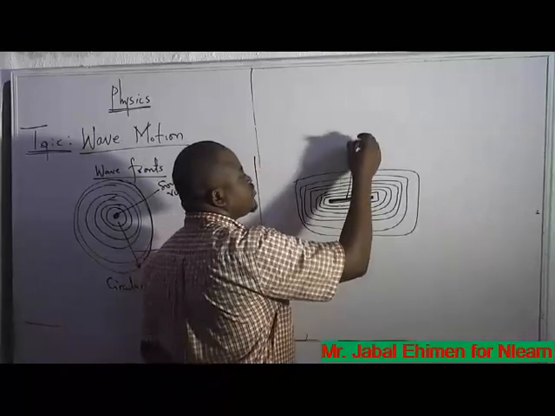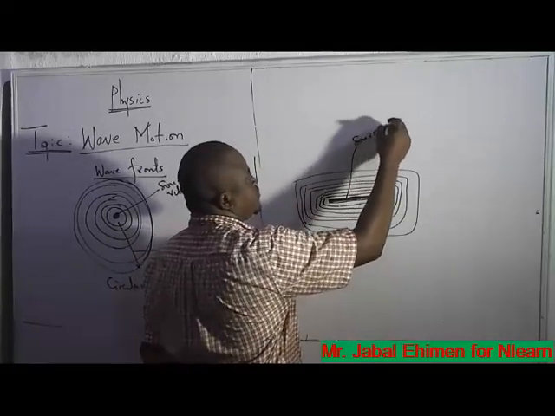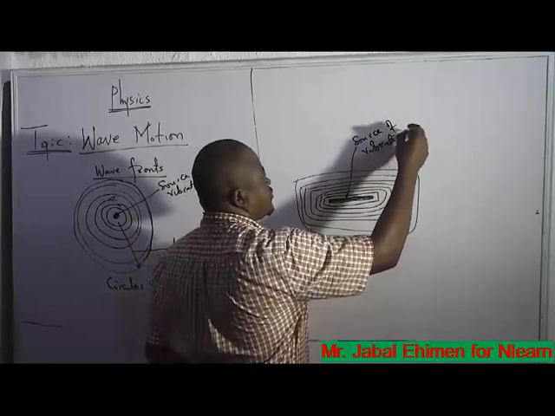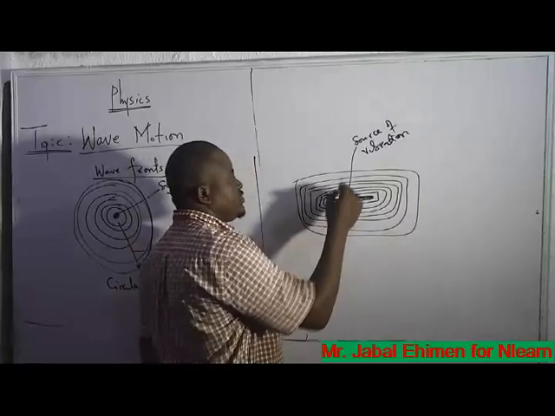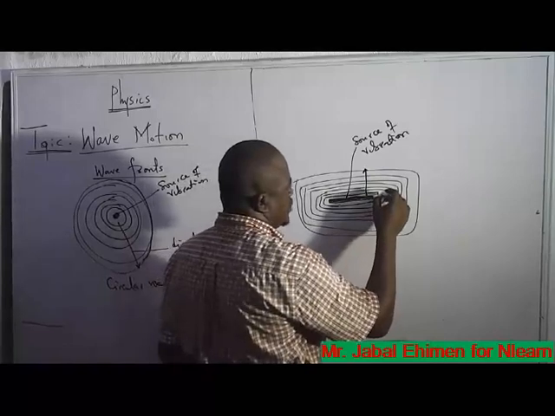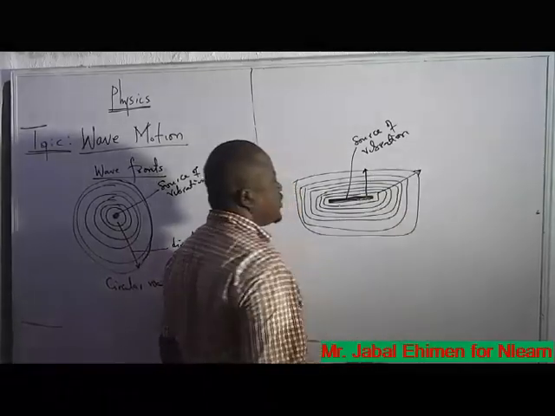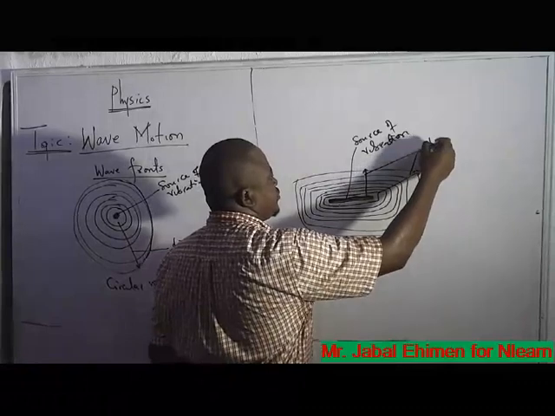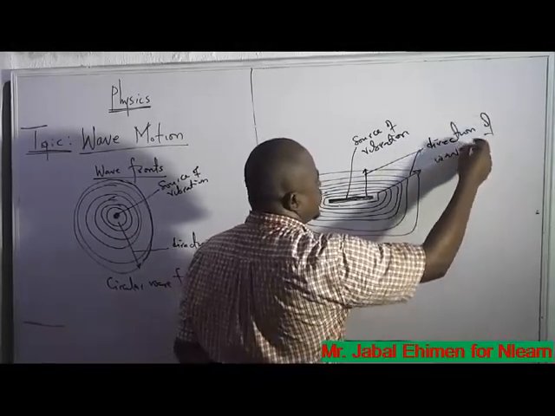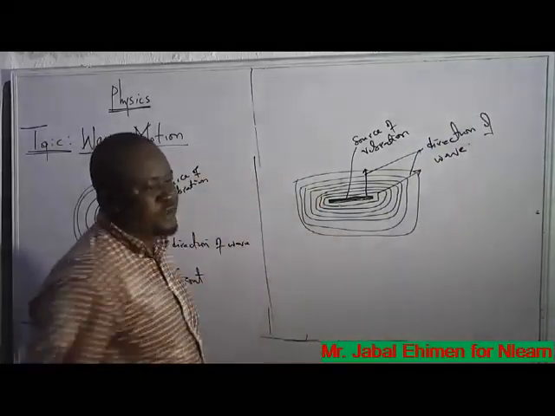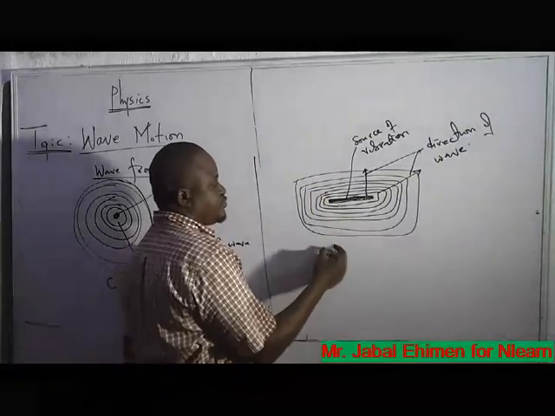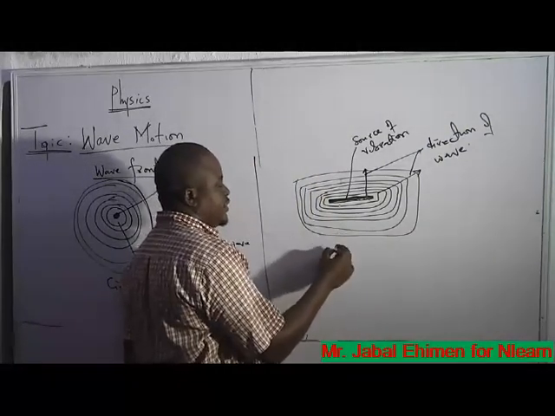So this is the source of vibration. That's the source of the vibration. These are the direction of the wave. This can also be the direction of the wave. So these arrows are the direction of the wave. This kind of wavefront is a rectangular wavefront. I can call it a rectangular wavefront.